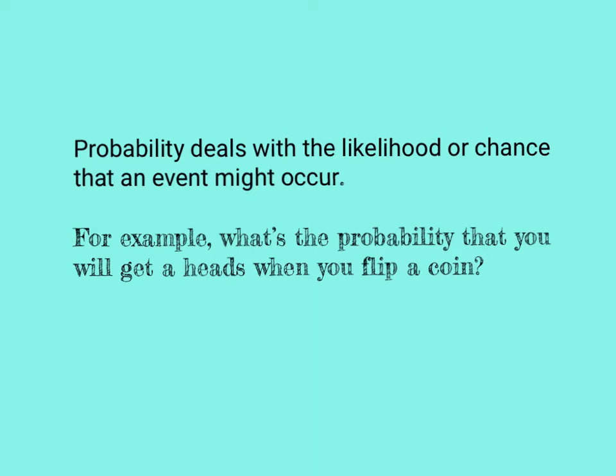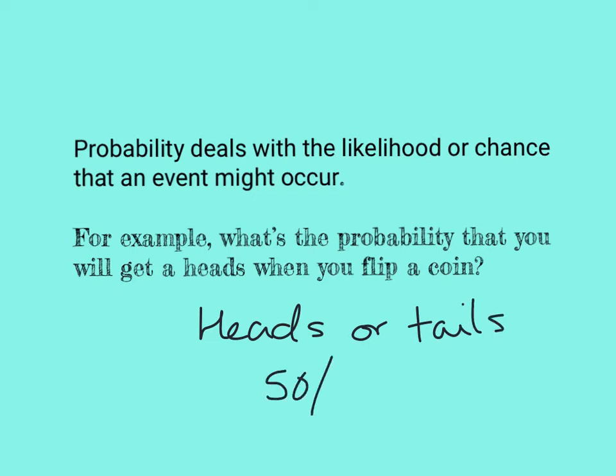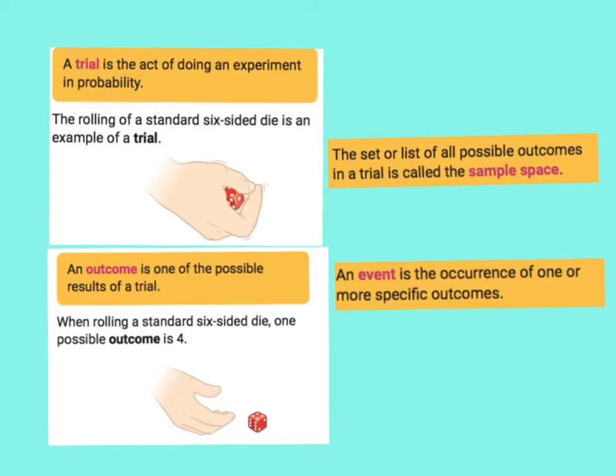So we know that when you flip a coin there's two sides. There's heads or tails. So we know that you have a 50-50 chance of getting heads or tails depending on what side the coin will fall on. And this is what we call a fair coin as well. There's nothing wrong with the coin. It won't land on its edge, so that it doesn't fall on heads or tails.